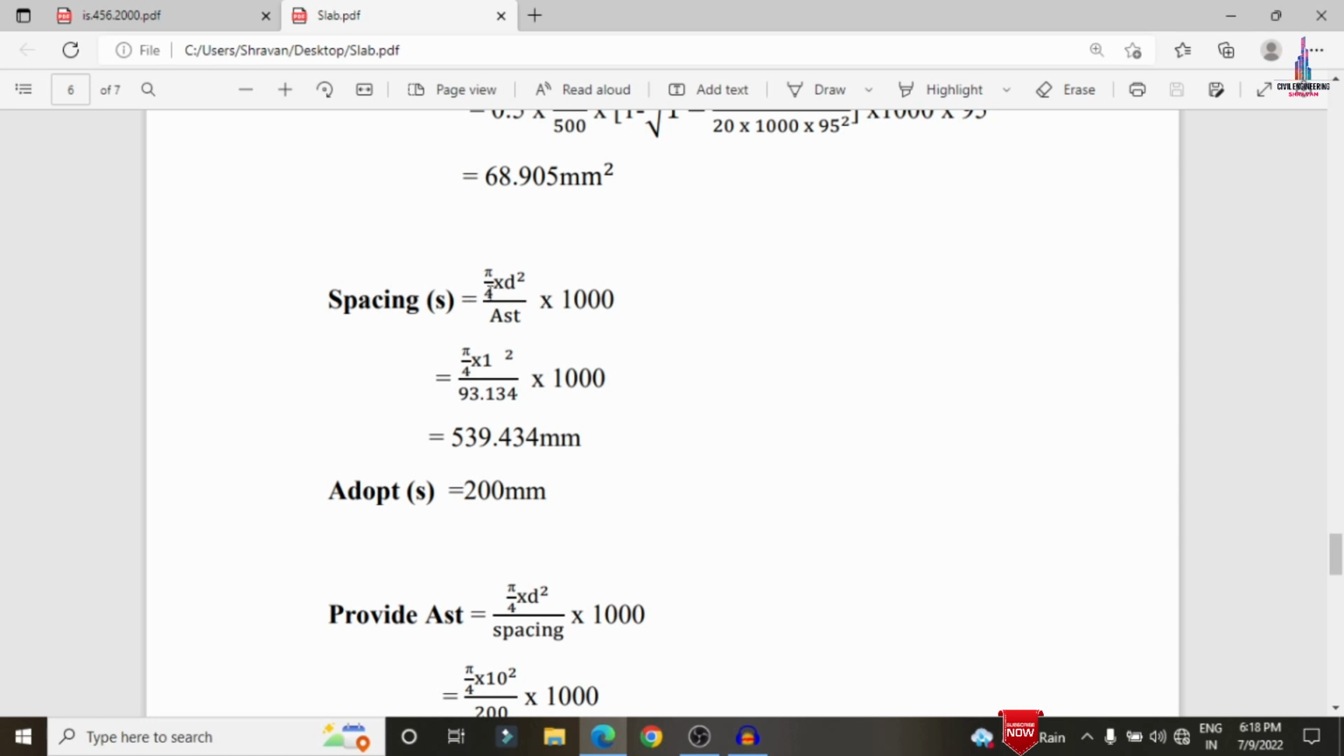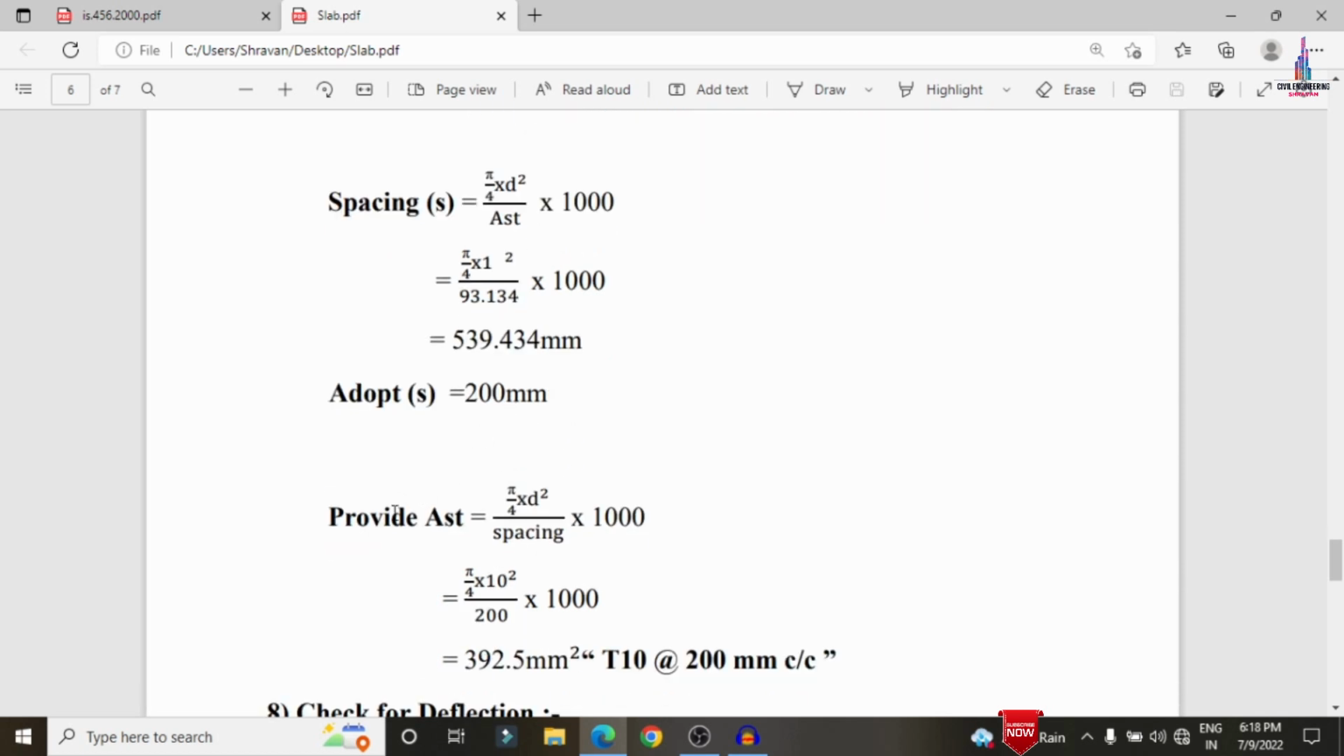So spacing will be approximately equal to pi by 4 into d square divided by Ast, which is 93.134, into 1000, so that we get the value, again approximately 340. But we have to adopt the lower value as per the standards. So here in this case, I am considering 200 mm. So Ast provided will be approximately equal to pi by 4 into d square divided by spacing, multiplied by 1000, so that we get approximately 392.5 mm² for the respective consideration.